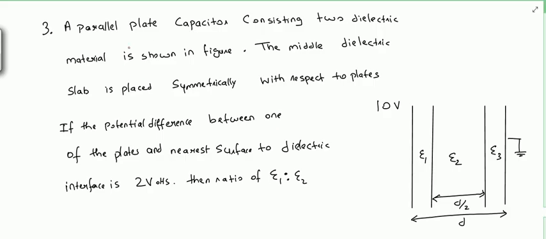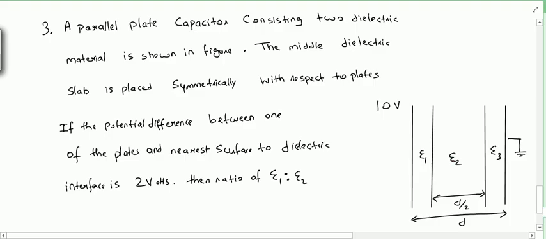A parallel plate capacitor consisting of two dielectric materials as shown in the figure. The middle dielectric slab is placed symmetrically with respect to the plates. If the potential difference between one of the plates and the nearest surface of the dielectric interface is 2 volts, then find the ratio of epsilon naught 1 to epsilon naught 2. So here you can see that this plate has 10-volt potential and this plate is grounded, and this dielectric epsilon naught 2 is symmetrically placed between these plates of the material epsilon 1 and epsilon 3.